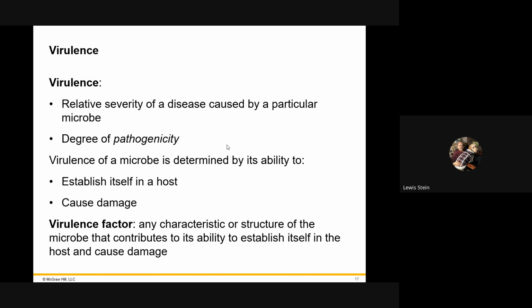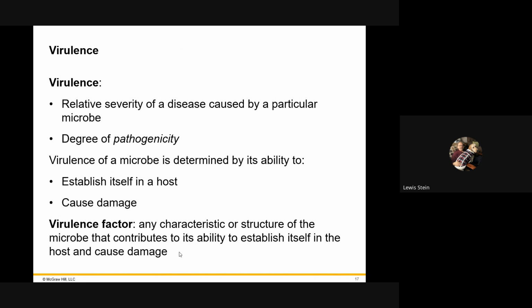That's its nastiness. A virulence factor is any characteristic or structure of the microbe that affects its ability to establish infection or cause damage. How easy it is to get it. How small a dose you might need to get it. How quickly it does damage. How quickly it overcomes your defenses. How quickly it can kill you. How severe the symptoms are. All of those are virulence factors.